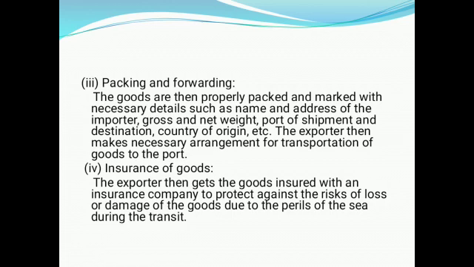Then the fourth point is insurance of goods. The exporter gets the goods insured with an insurance company to protect against the risk of loss or damage to the goods due to perils of the sea during transit. Now, when it comes to the sea, every consignment has its own uncertainty. When the goods are going through a ship, any damage can happen, any risk can take place. That is the reason uncertainty may arise, so we need to take insurance for the goods, and all the necessary documents need to be produced.